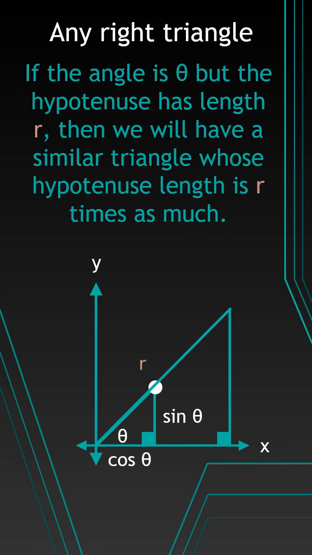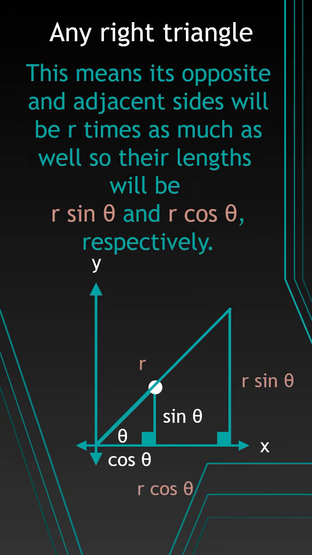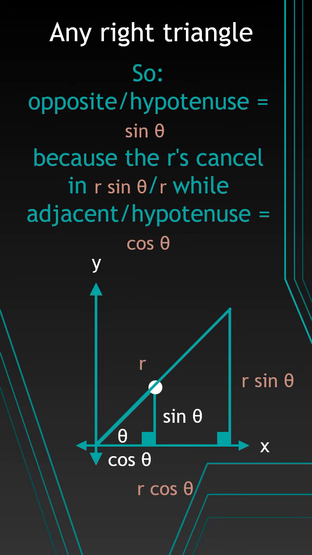If the angle is theta but the hypotenuse has length r, then we will have a similar triangle whose hypotenuse length is r times as much. This means its opposite and adjacent sides will be r times as much as well, so their lengths will be r sine of theta and r cosine of theta respectively. So opposite over hypotenuse equals sine of theta because the r's cancel, and r sine of theta over r, while adjacent over hypotenuse equals cosine theta.